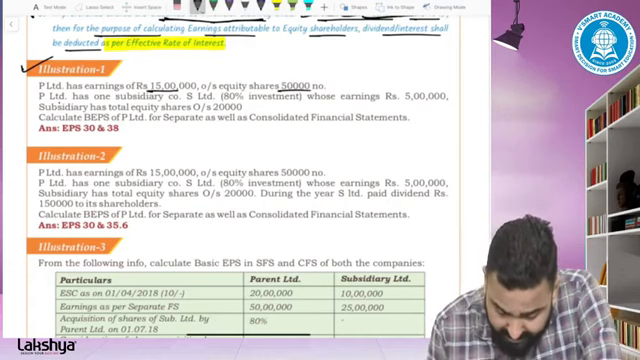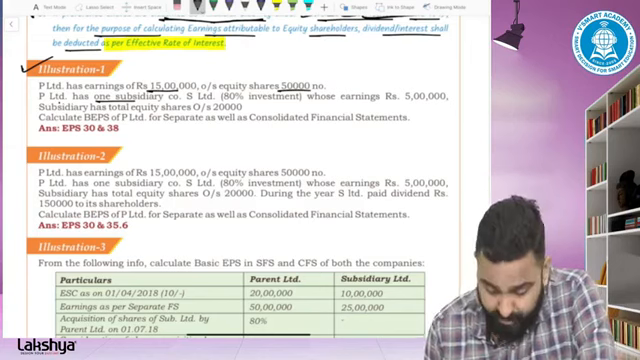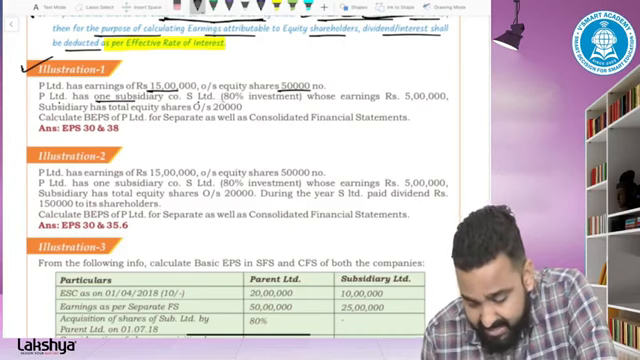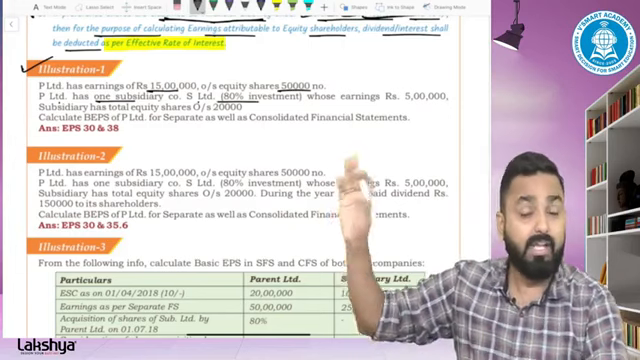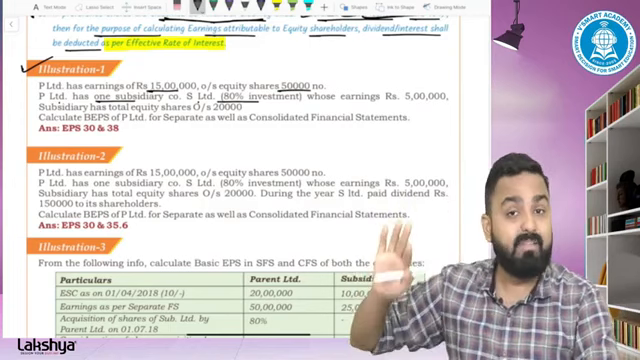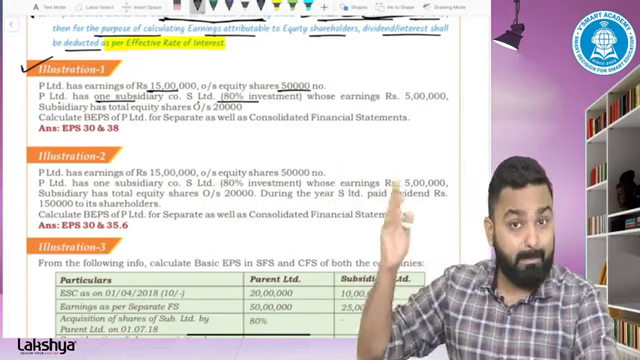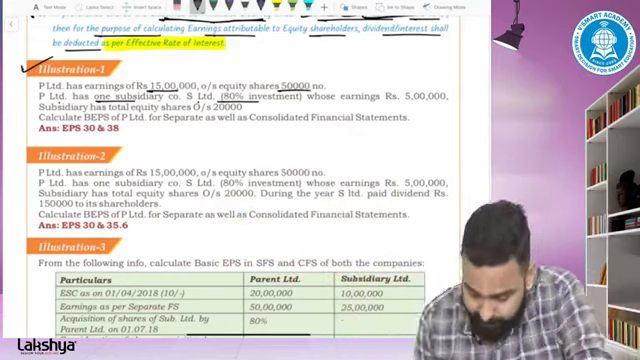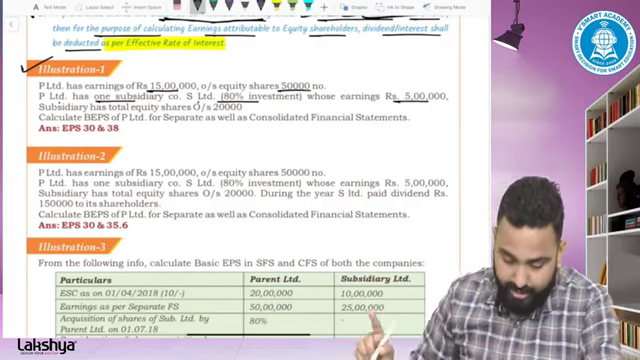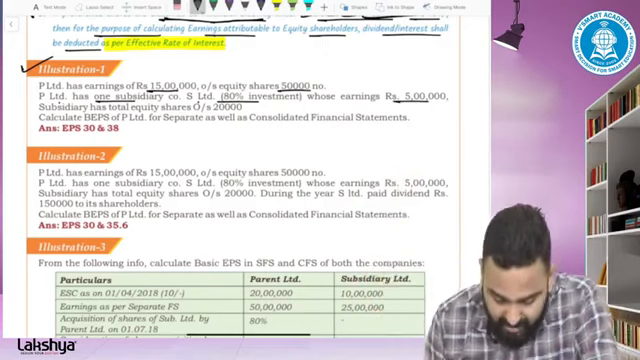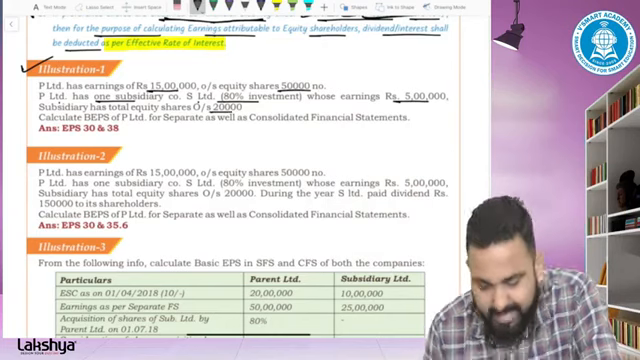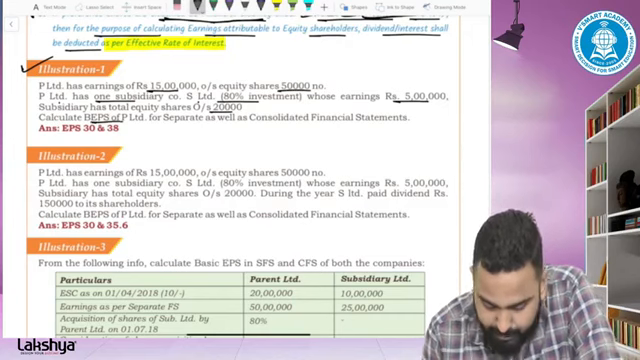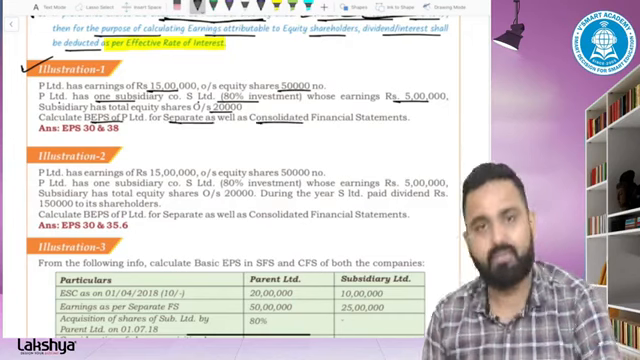P Limited has one subsidiary, which means we are talking about CFS. S Limited, where P has 80% investment. That means P has acquired 80% of the equity interest of S Limited. P is the shareholder of S Limited and will get 80% of the earning from S Limited. The subsidiary earns 5 lakh rupees in the current year and the subsidiary's outstanding equity capital is 20,000. Calculate the basic earning per share of P for separate as well as consolidated financial statements.